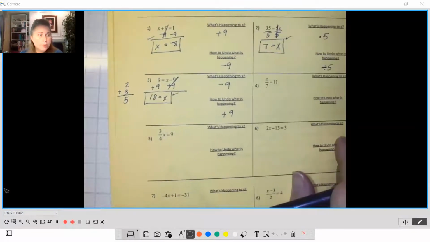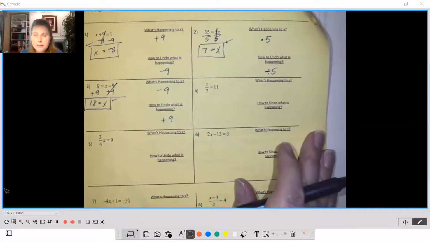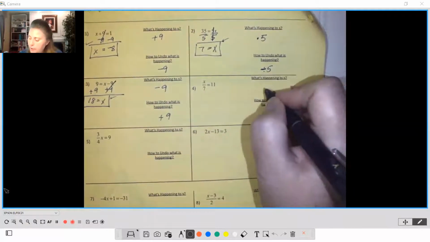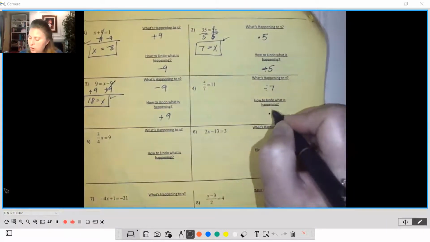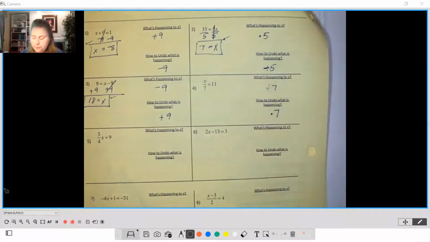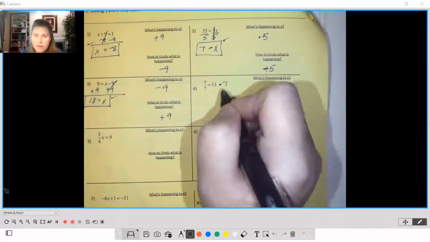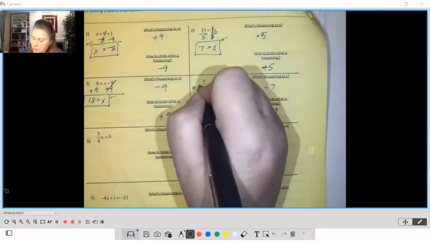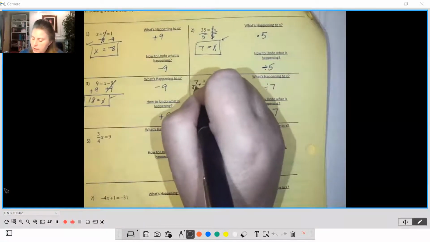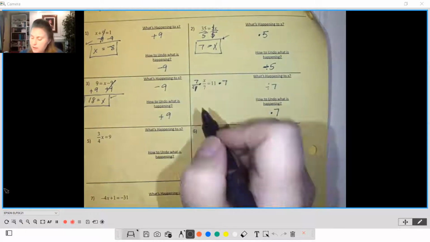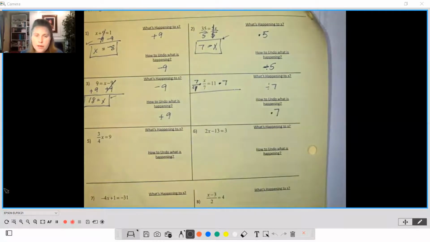Okay, number 4, what is happening to x? X is being divided by 7, so we need to multiply by 7. Whatever I do to one side, I have to do to the other. So I'm going to multiply by 7 on the right-hand side. I'm going to multiply by 7, or if you prefer, you can write 7 over 1 on the left-hand side. We're still going to do our equal line.